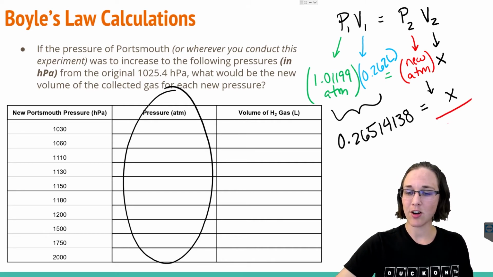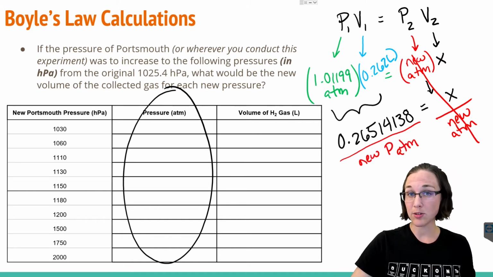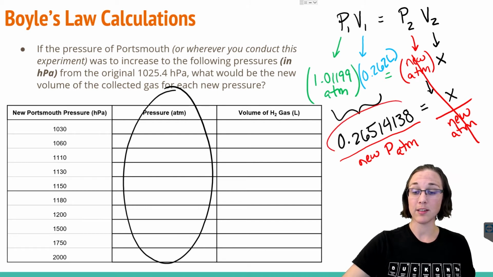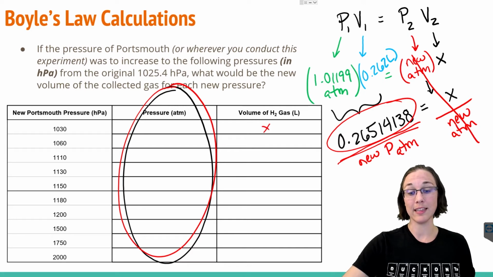So let's divide our new ATM from this side so that it would cancel here and X would be alone. And we would divide this side by our new pressure in ATMs. So essentially what we're plugging into Google Sheets is this number divided by all the stuff in this column to get our new volumes in liters.